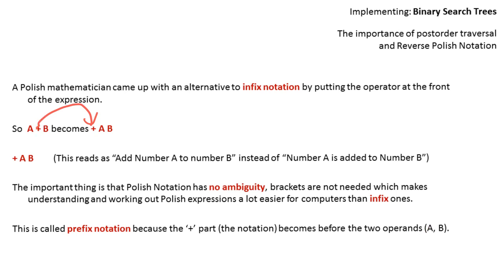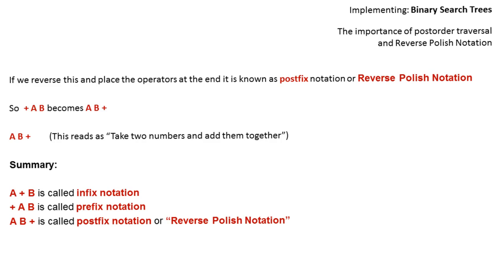So remember, this prefix or Polish notation is because this symbol, the notation, comes before the two operands instead of fixed in between. If we reverse this and place the operators at the end, it's now known as postfix notation, or more commonly, reverse Polish notation. So this format here now reads as take two numbers and add them together. So in summary, we've got our standard infix notation, which is the way that we're used to writing expressions, where the notation goes between, prefix notation, where it goes before, and postfix or reverse Polish notation, where the operators go at the end.